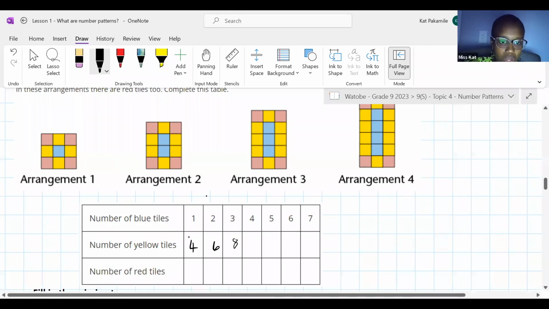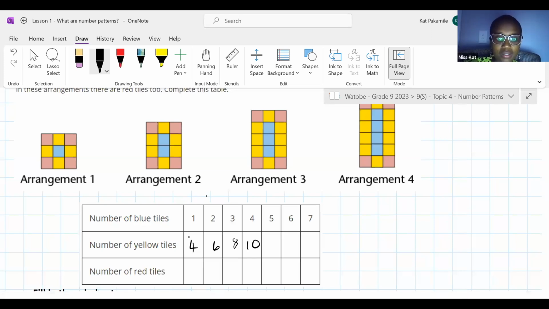We have 10. What's the pattern here? We're adding 2 yellow tiles. We are adding 2. So for arrangement 5, how many yellow tiles would we have? 12. Arrangement 6? We're going to have 14 tiles. 14. And then the last one? 16. Beautiful. Do you want to do the red tiles with me?